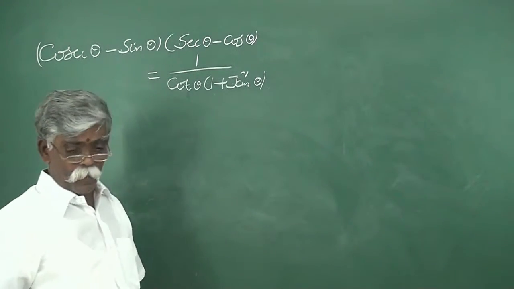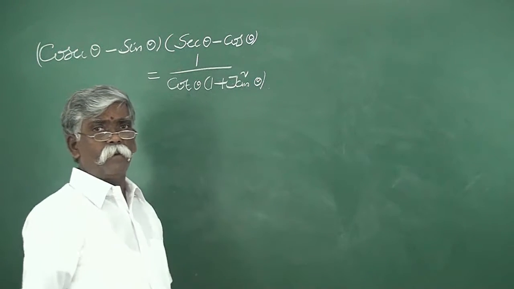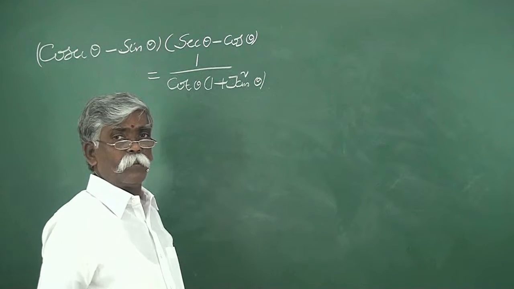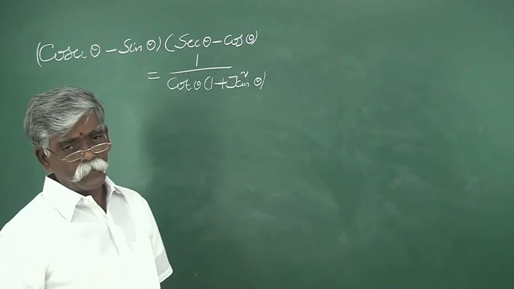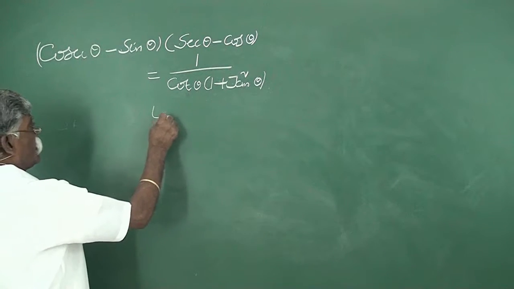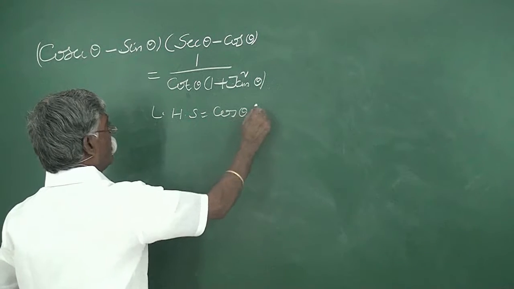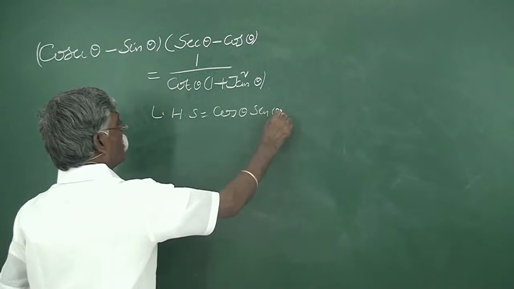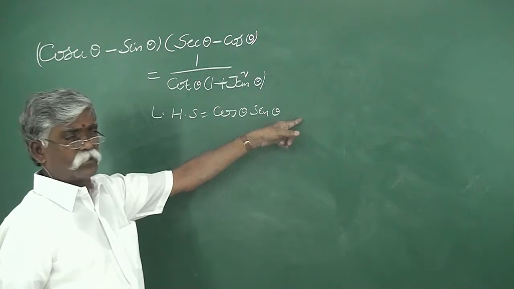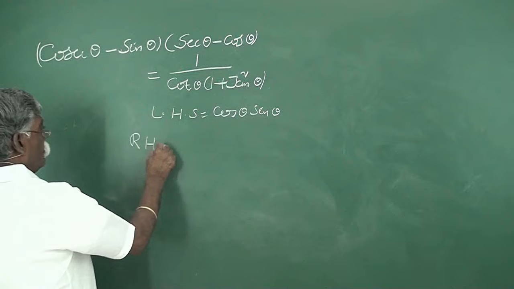Suppose in the same problem, we don't get the idea of dividing by cos theta and multiplying by cos theta, and we have got LHS is equal to cos theta and sin theta. And afterwards, if you don't get the idea of dividing this by cos and multiplying this by cos, let us change RHS.